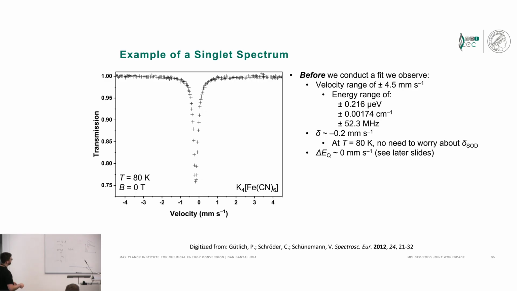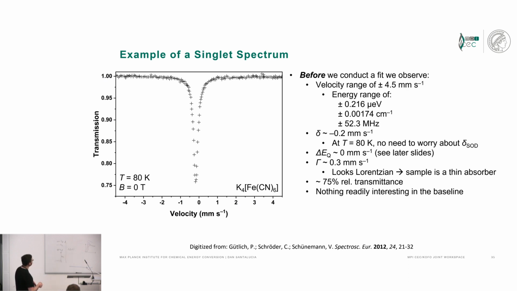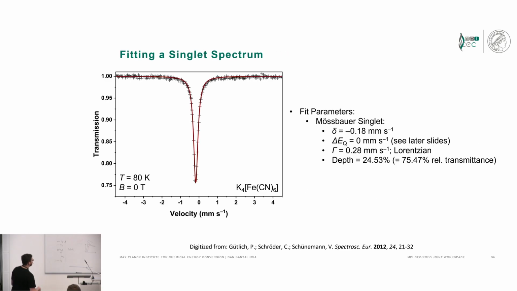We'll talk about this later, but the quadrupole splitting is apparently about 0. The line width is about 0.3, and it looks pretty much Lorentzian because it's not decaying too quickly into the baseline, so we know the sample is a thin absorber. I see that the transmittance is about 75%. There's really nothing going on in the baseline, so I don't have other weird species or something.